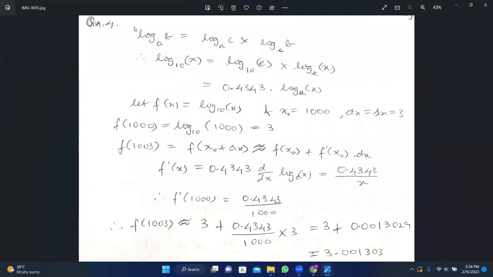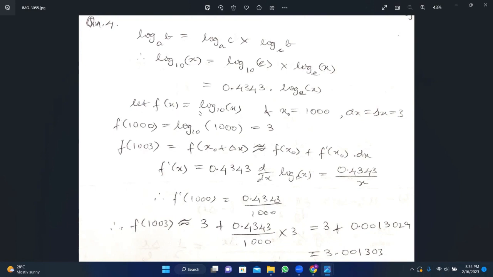First, there's a property of logarithms which we recall from lower standards: log of b to the base a is equal to the product of log of c to the base a and log of b to the base c. Using this, we can write log of x to the base 10 as log of e to the base 10 into log of x to the base e. We write it this way because in differentiation, we know that d by dx of log x is 1 by x, and this is true for the natural logarithm, that is, with base e.